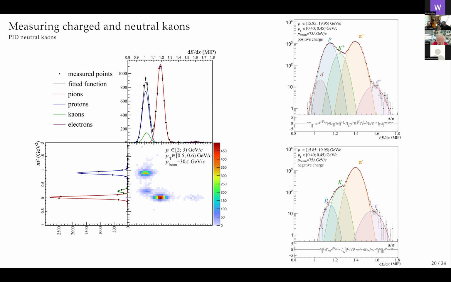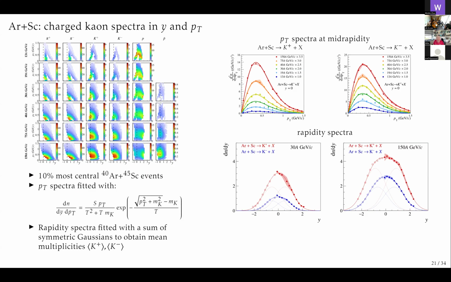And then when we go into the plateau region, we can make reliable fits to the dE/dx distributions, and we get good results on the K plus, K minus, although admittedly it is difficult to get it right. And then we obtain the results.